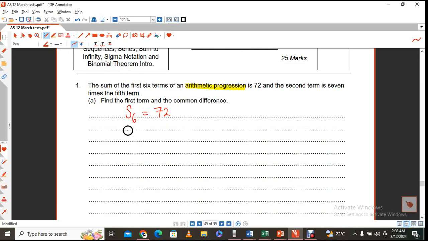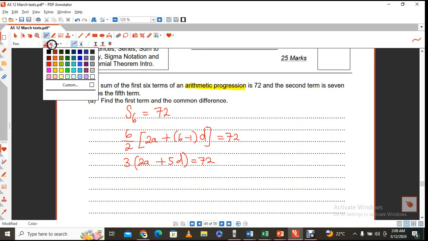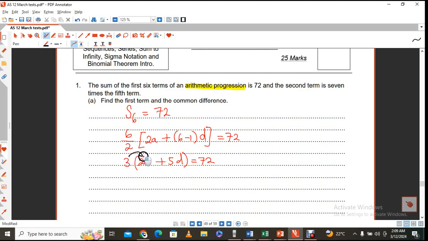So this basically means that 6 over 2, and then I have 2a plus, so it's going to be 6 minus 1 times the common difference. Well, this gives us 72. And this is 3 over here, so I have 2a plus 5d is equal to 72. And what I'm going to do, of course, you have many ways, I'm just going to distribute this 3 over here. You could also divide that 3 into the 72. But this gives me 6a plus 15d is equal to 72. And I'll go ahead and call that my equation A.